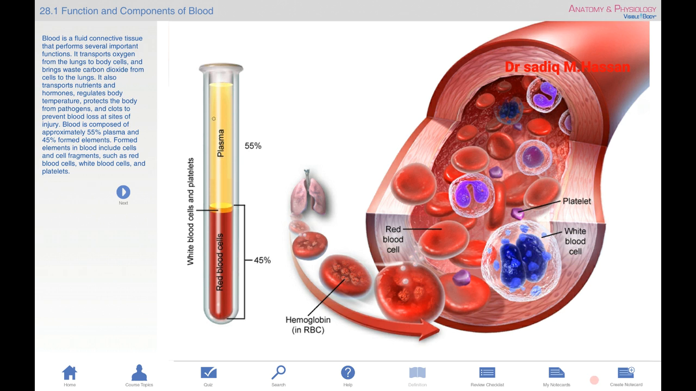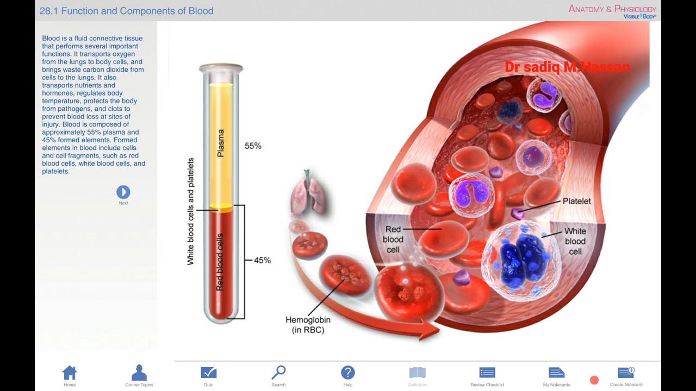So blood in general is composed of approximately 55% plasma and 45% formed elements, as you see here. What are these formed elements? They are blood cells: red blood cells, white blood cells, and platelets. So what are the properties of the blood?